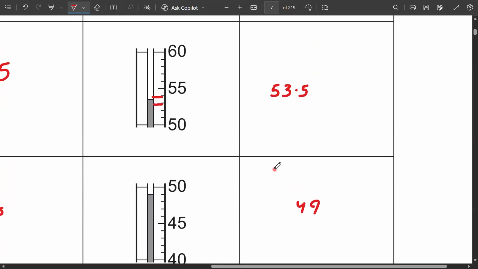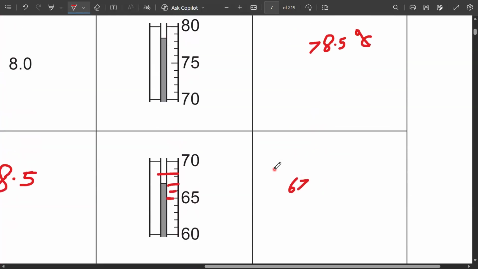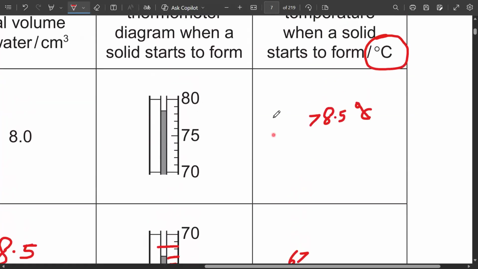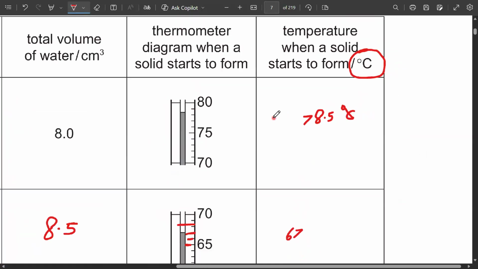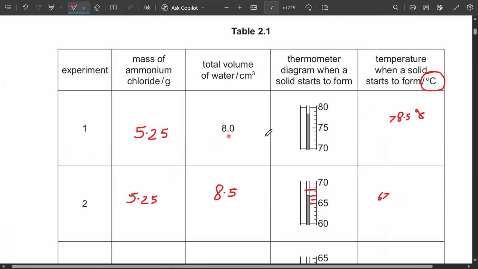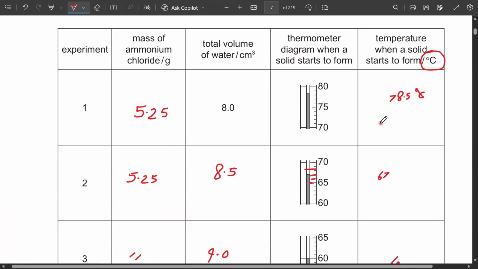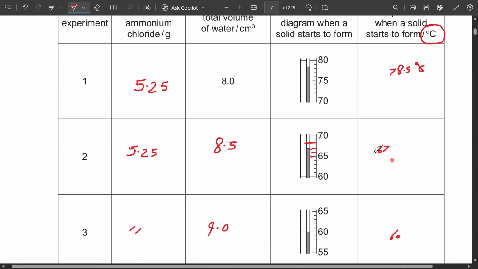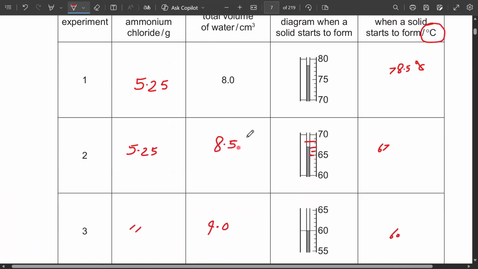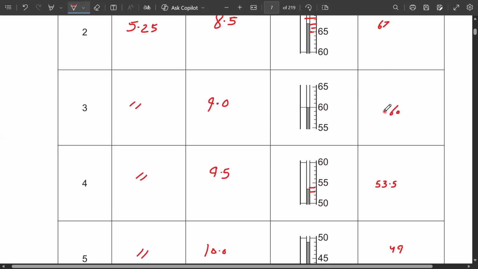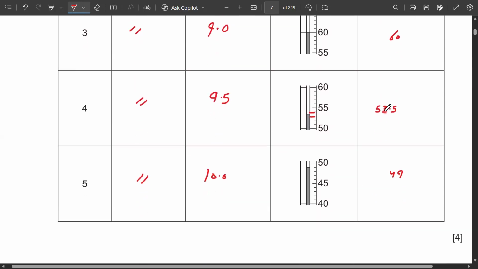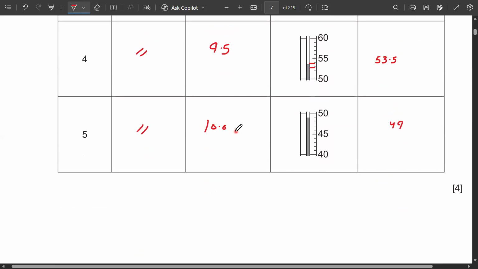Okay, so let's see the order. We can see when there was this much volume of the water, we had 78.5. And as soon as we started adding the water more, the temperature is dropping. The temperature is falling by adding more amount of the distilled water.